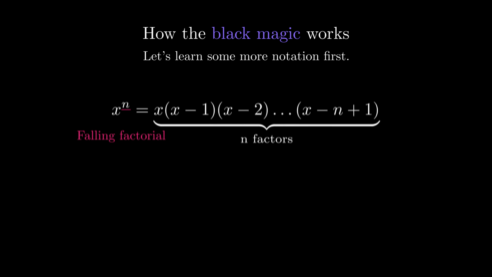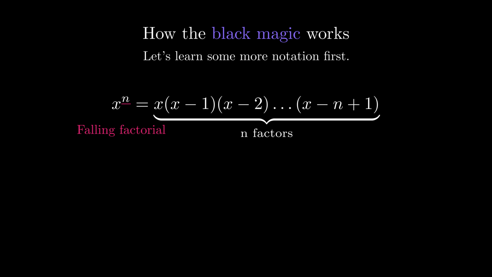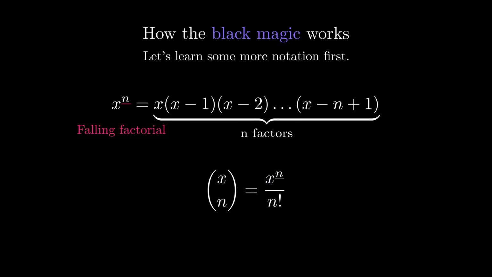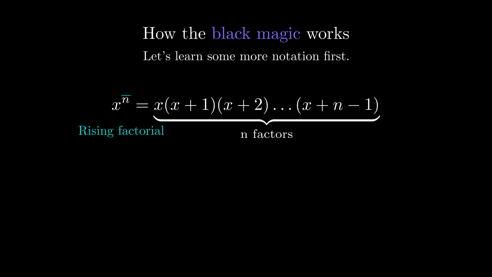These falling factorials might seem familiar to you, if you recall that combination numbers can be written as polynomials. If you write out x choose n, you'll get this, where the numerator is simply the falling factorial, giving us this identity here. To get rising factorials instead of falling factorials, we need to utilize minus x choose n.